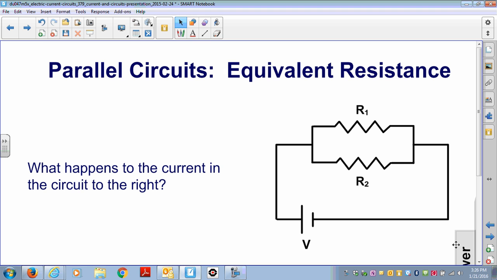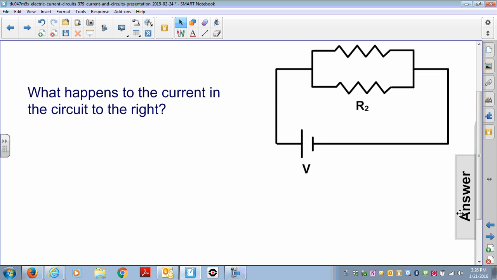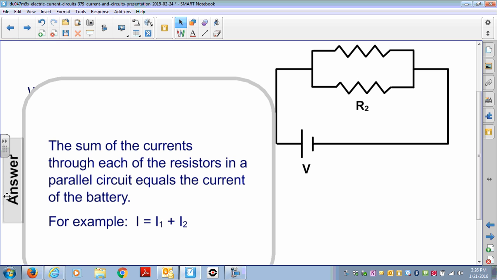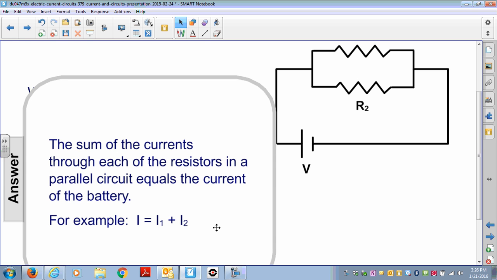So now let's talk about parallel circuits. What happens to the current in the circuit to the right? That's right, it's going to split. It has to make a decision. Is it going to go up through R1 or is it going to go down through R2? The sum of the currents through each of the resistors in this parallel circuit equals the current in the battery. So I, the total current in the battery, is equal to I1 plus I2.